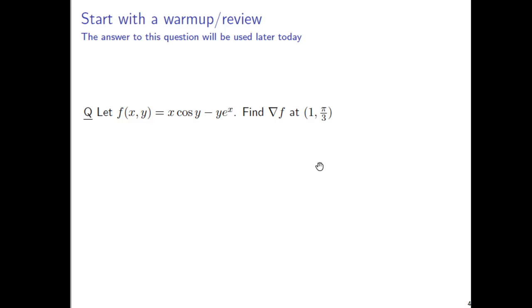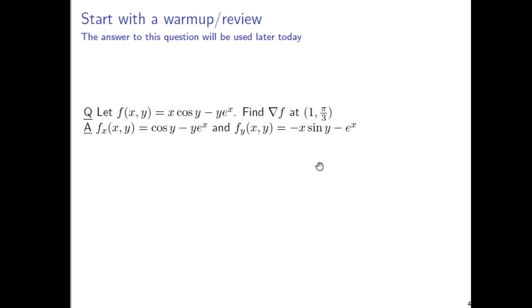To get ourselves started, let's do a review. Look at the function f of x comma y equals x cosine of y minus y times e to the x, and find the gradient of this function at the point 1 comma pi over 3. So first, we should find the two partial derivatives.